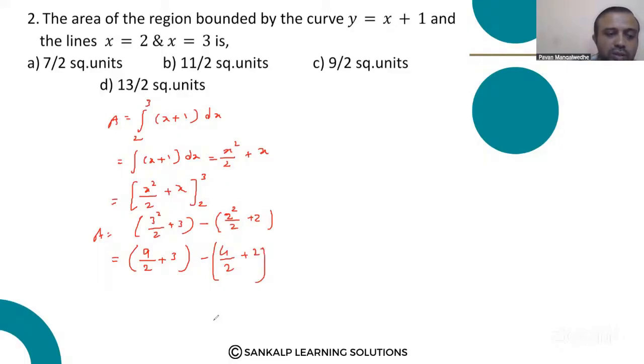So this gives 9 by 2 plus 3, and on this side minus 4 by 2 plus 2. On solving this, 2 into 3 is 6, 6 plus 9 is 15, so it is 15 by 2 minus 4. 2 into 4 is 8, and 15 minus 8 is 7 by 2. So 7 by 2 is the answer. The correct answer is option A, that is 7 by 2. Go to the next question.